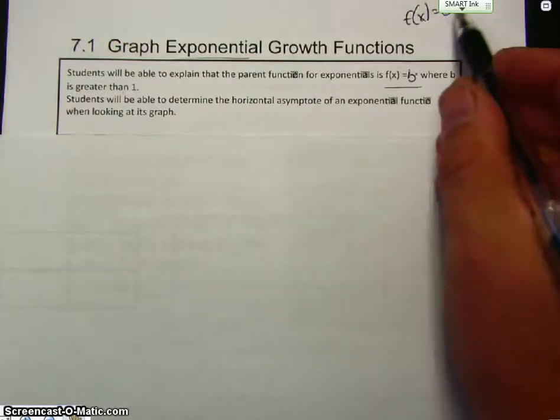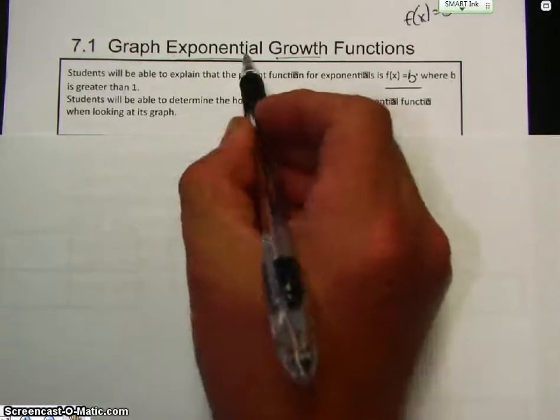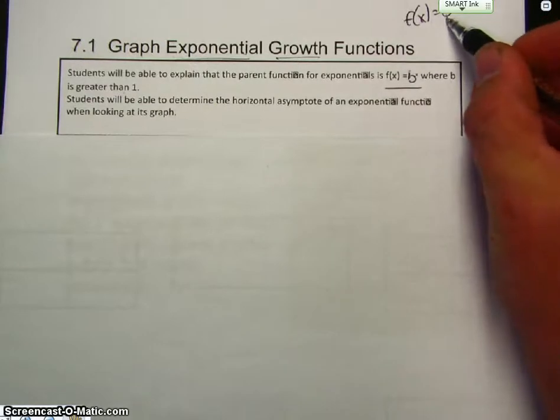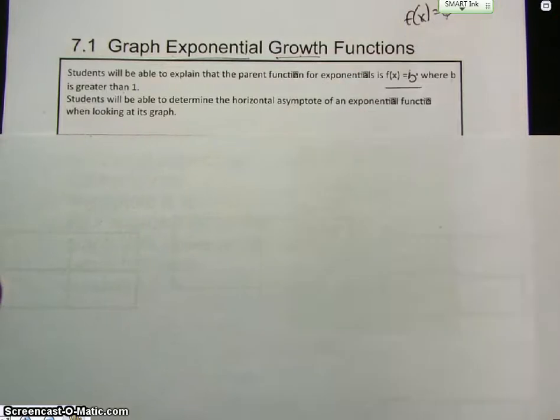Now, since b is greater than 1, that makes it a growth function. What makes it exponential is the variable is located in the exponent, and when this number b is greater than 1, first of all it's positive and greater than 1, so it'll be 1.1 and so on, you have a growth.